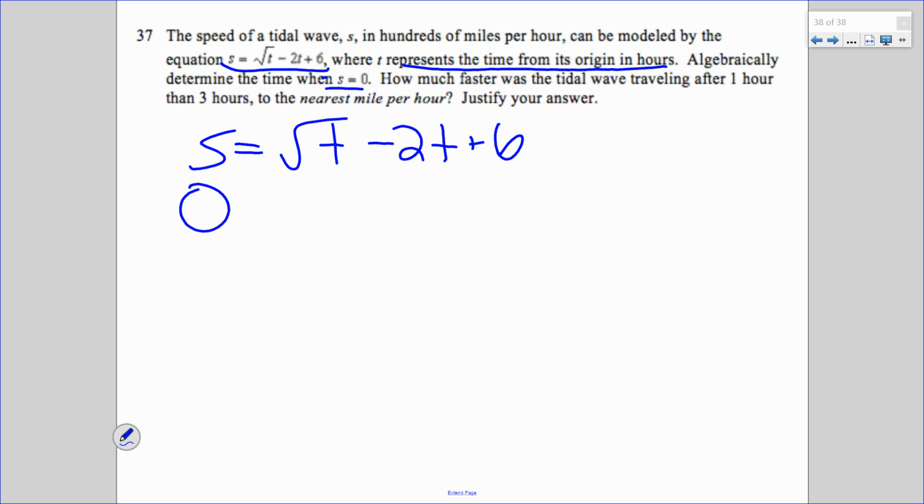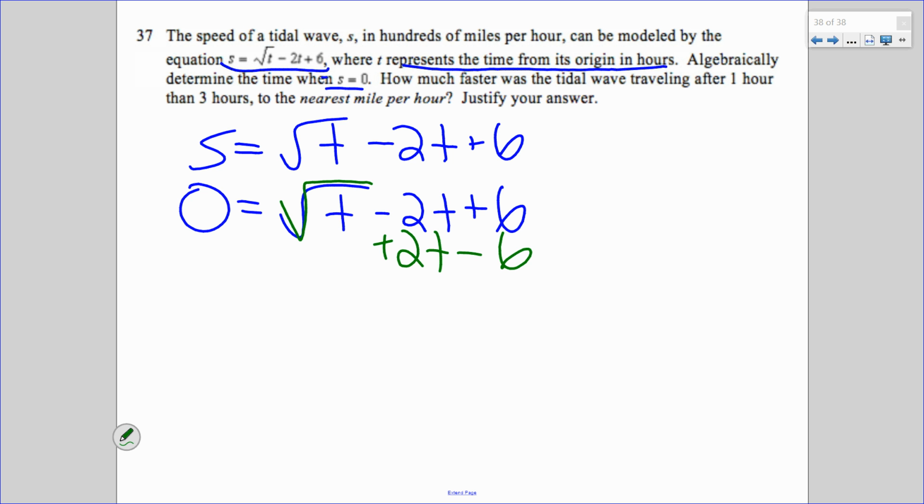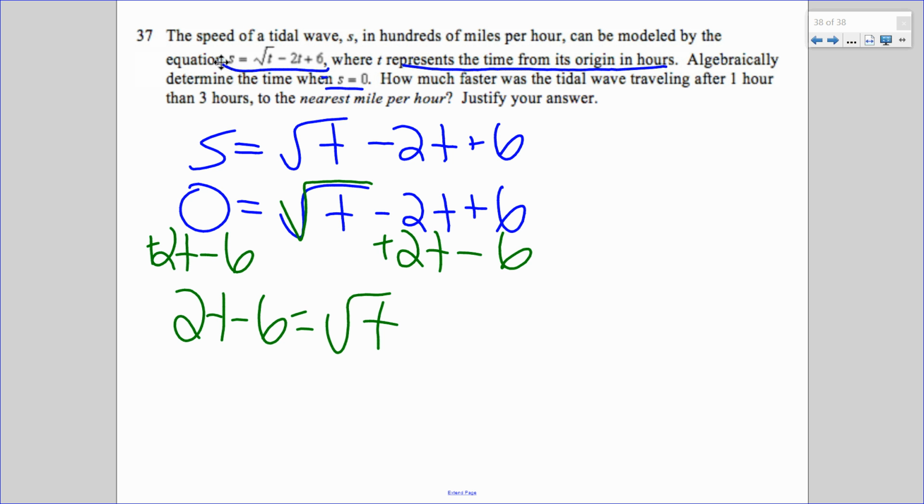So I'm going to replace s with 0, and I need to solve this equation. What makes it different than a middle school equation? Well, the radical does. My first step in solving a radical equation is to isolate. So I'm going to add the 2t and subtract the 6 from both sides. Once I get that, I'm going to square both sides. Square and the radical cancel.